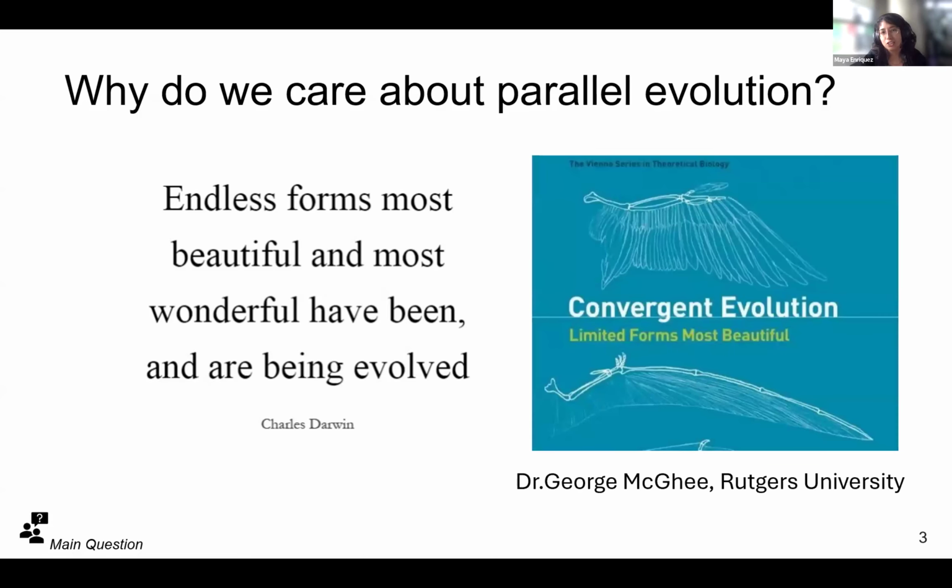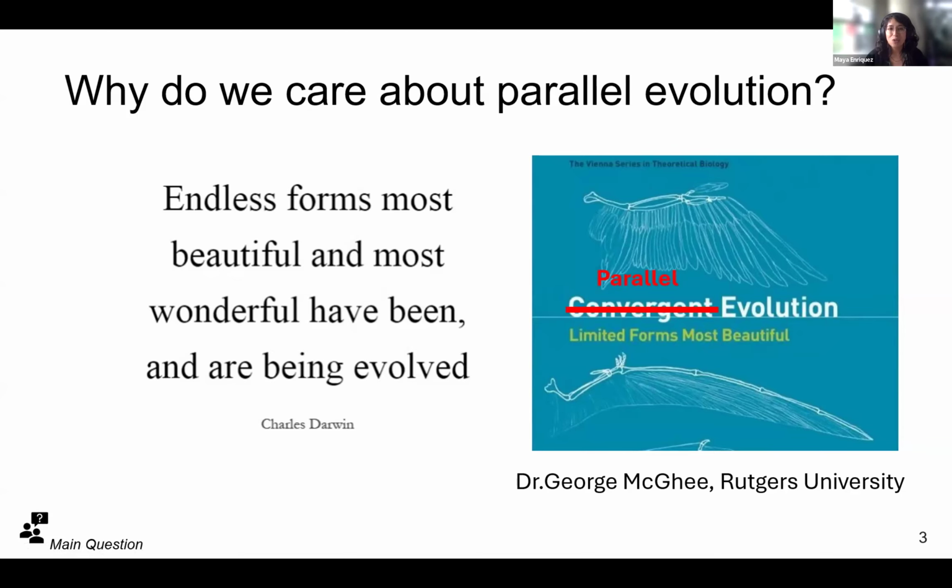This is a book by Dr. George McGhee at Rutgers University, and he wrote something called Convergent Evolution: Limited Forms Most Beautiful, with the idea that, yes, while we have a lot of diversity, there are constraints and there are potentially these peaks or best ways of doing something, like a wing often has a certain kind of shape. And so, in the interest of convergent, talking about parallel, I'm just going to cross out convergent, we're going to be talking about parallel evolution today.